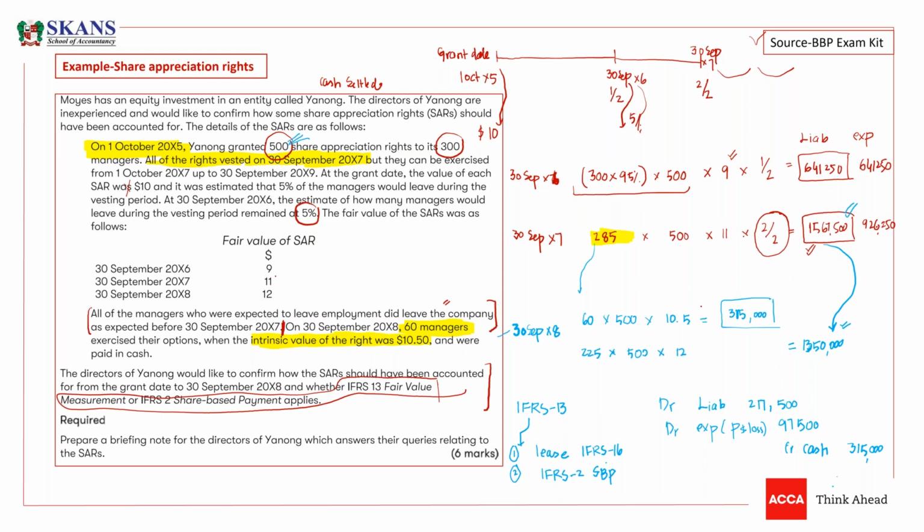Other than that, IFRS 13 is applicable to each and every standard, but obviously there are certain things which are not fair value. Like NRV, net realizable value, is not a fair value. The recoverable value is not a fair value. So these values are not fair values.